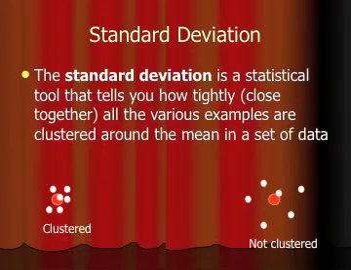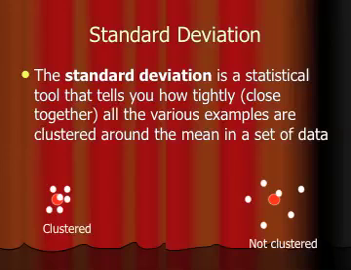Now, standard deviation. The definition of standard deviation is that it is a statistical tool that tells you how tightly, or how close together, all the various examples are clustered around the mean in a set of data. In this graphical example at the bottom, we can see that the mean is the red point over here and the white are the data points.